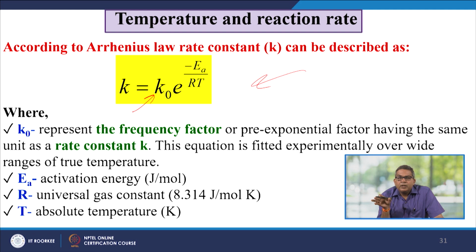Now this equation is fitted experimentally over a wide range of temperature. EA is the activation energy, which is usually represented in joule per mole. R is the universal gas constant, and temperature T is given in absolute temperature, or Kelvin.